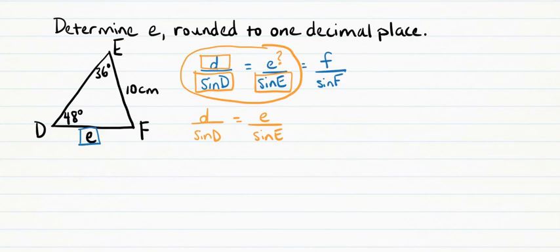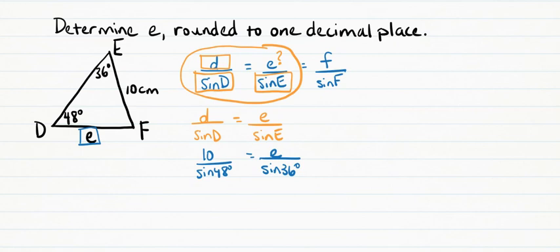Okay, so now we substitute in the values that we know. So side length d is the 10 centimeters. Angle d is 48 degrees. Side length e is our unknown, so we leave that as the variable e. And angle e is 36 degrees. Okay, so now we have an equation that we can solve for side length e.